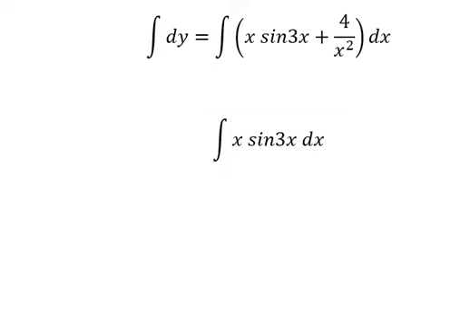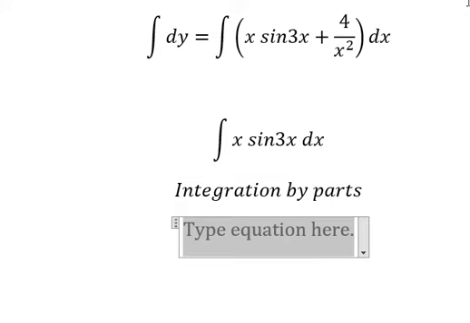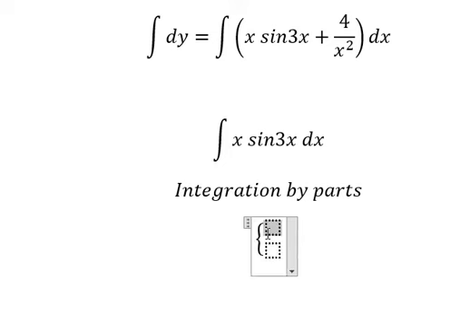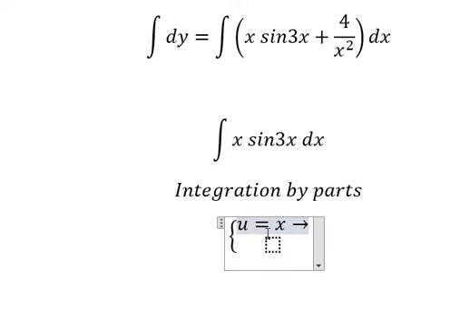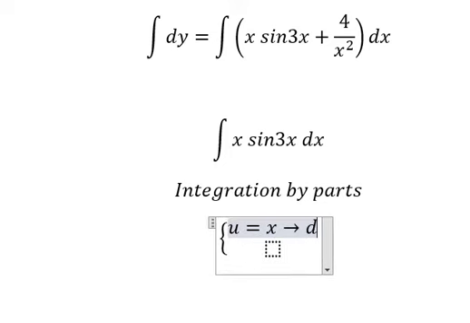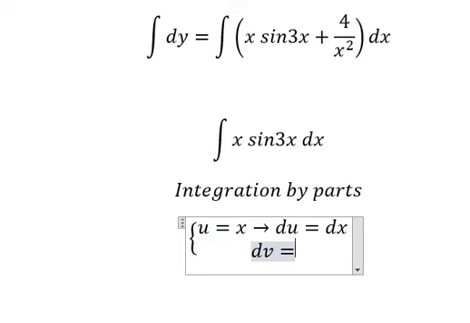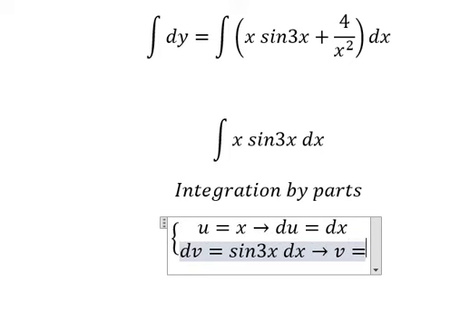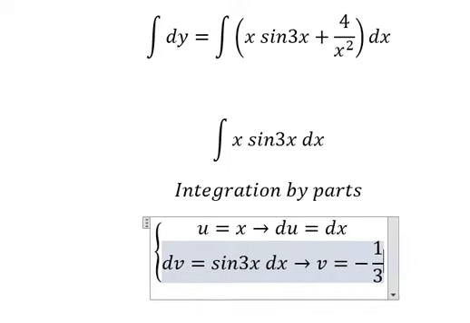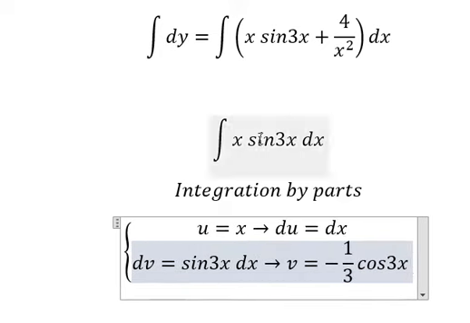So, we need to use integration by parts. So, I will put u equals s. So, we take the derivative of both sides, and we have u equals s. dv we have sine 3x ds. The integration of this one, we have v equals negative 1 over 3 cosine 3x.